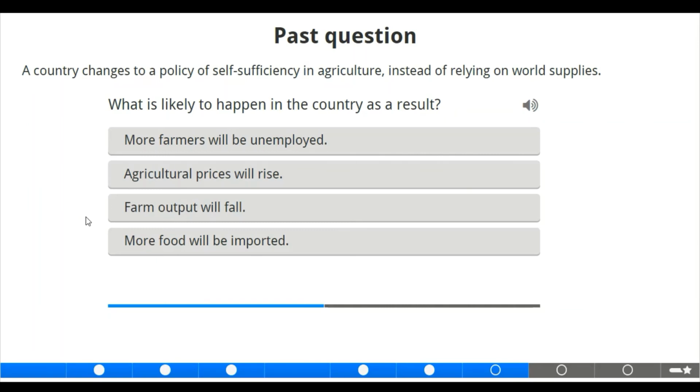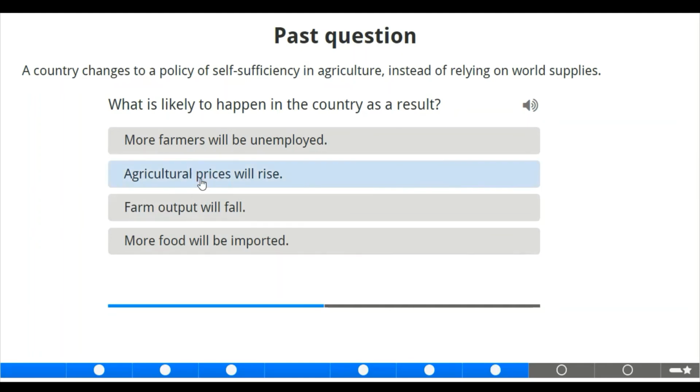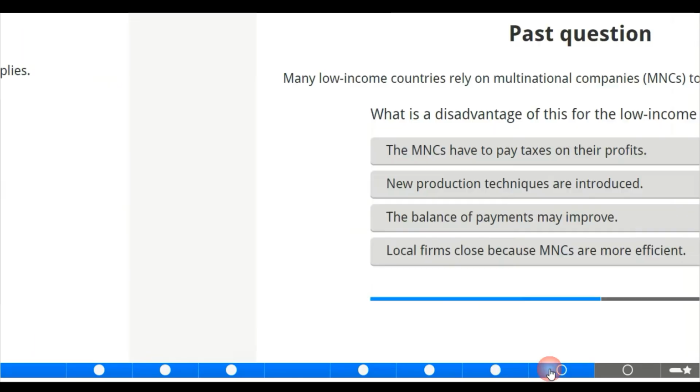Moving to the next slide, we have one past question here also. A country changes to a policy of self-sufficiency in agriculture instead of relying on world supplies. What is likely to happen in the country as a result? Now, when a country changes to a policy of self-sufficiency in agriculture, automatically the price of agricultural products will rise. Now we have: more farmers will be unemployed, agricultural prices will rise, farm output will fall, or more food will be imported. Of course, the agricultural price will rise. Now let us move to the next slide.